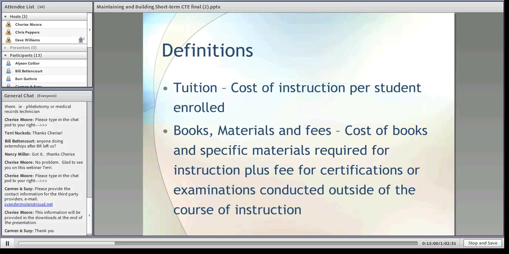Tuition, just so we're all clear, tuition is the cost of instruction per student enrolled, as opposed to books, materials, and fees, the cost of the books and specific materials, and should include fees for any certifications or examinations that are required by the student for certification.